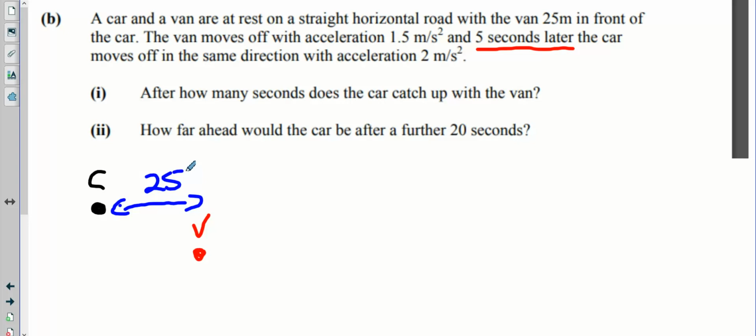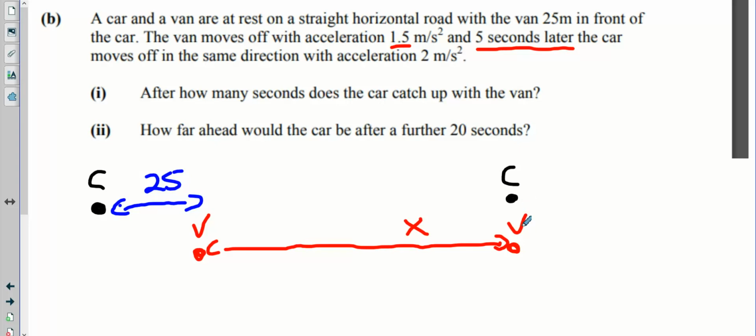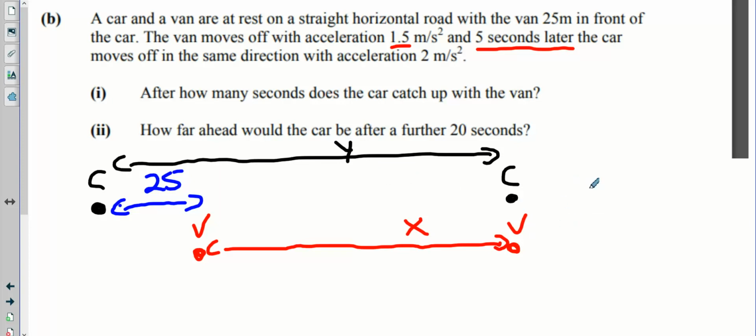Now, what's going to happen is the van will travel to a new position. The van moves off with an acceleration, and 5 seconds later, the car moves off in the same direction. They both start from rest, don't they? Now, here's what's going to happen. The van starts off, and the van ends up down the road. For argument's sake, I'll call this distance X. Is that okay? Now the car goes all the way down the road, and it's at the point where it catches up with the van. You see the way they're both on top of each other? For argument's sake, I'll call this distance Y.